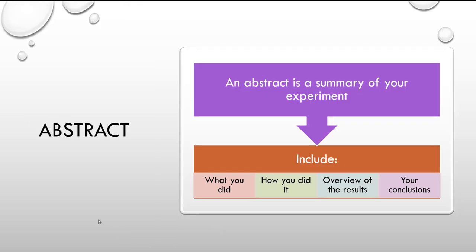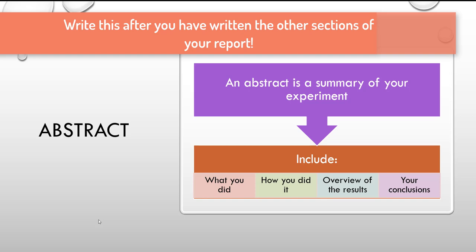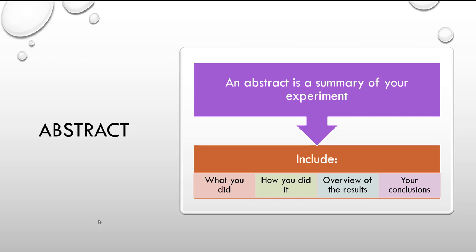Next, we're going to do an abstract. An abstract is a summary of your experiment. I usually leave the abstract to the end. Once I've completed the introduction and methods and everything, then I write my abstract at the end, even though it goes at the beginning of the lab report, because it summarizes everything. It's going to be about a paragraph long, and it summarizes everything that is included in the lab report. Basically what you did, how you did it, and an overview of the results and your conclusions.